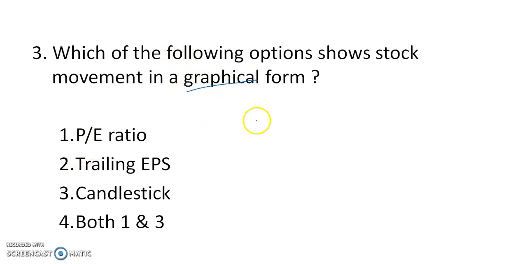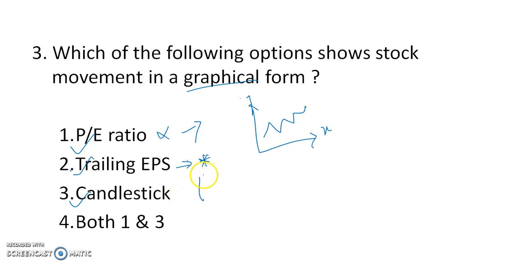The third question is: which of the following options shows stock movement in graphical form? Okay, graphical form, graphs, these are the graph, y-axis, x-axis. PE ratio, price to earnings ratio, is a ratio, a mathematical parameter. Trailing EPS, trailing earnings per share, is also a mathematical parameter. So you can read about all these parameters; these are very important parameters regarding a stock price. Third is candlestick. Seems like it can be, because a candle is a figure; we can draw a candle as a figure. So candlestick, and for both 1 and 3, 1 is not, so it's not the answer. So the correct answer is candlestick.